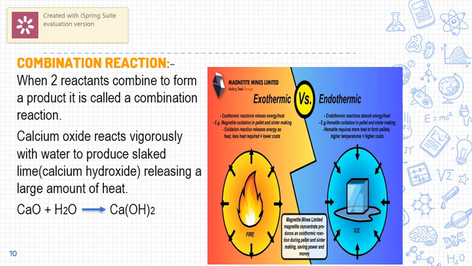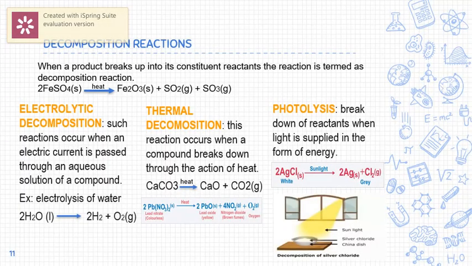Now we'll go to the next category, decomposition reactions. It is the opposite of combination reaction. Compose means to unite, to add, whereas decompose means to separate, to break. So decomposition reaction means when a chemical compound breaks, decomposes by supplying required amount of energy into products, that is termed as a decomposition reaction.